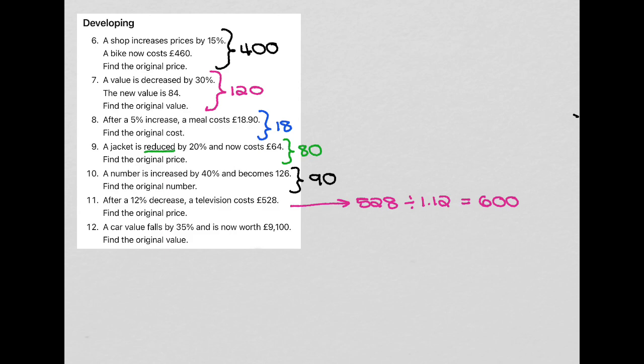Last question. A car value falls by 35%. It is now worth $9,100. Find the original value. So we're going to say $9,100. If it is decreasing by 35%, it means you are going to say 100, take away 35, divided by 100, and that gives me a multiplier of 0.65. That answer is 14,000. Okay, so those were the developing questions.